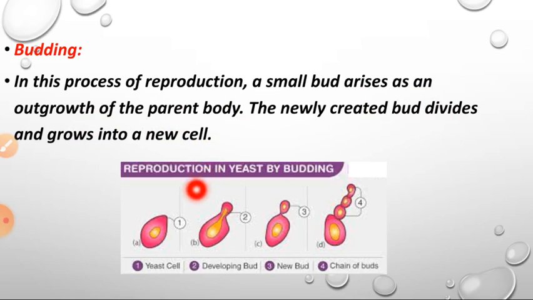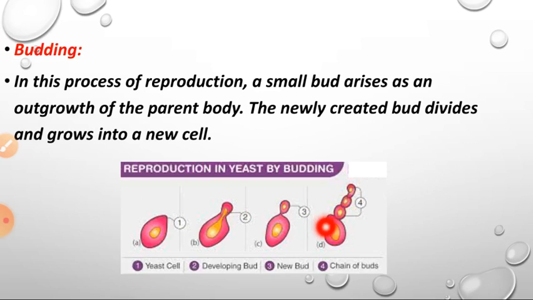For an example, this also is a type of asexual reproduction. Asexual reproduction means plants are produced without the involvement of seed. So budding is a type of asexual reproduction. Here you can see in the yeast cell, the first one is just a cell, the second one is a developing bud, the third one is a new bud, the fourth one is a chain of buds. Then at last, these buds will be removed from the parent cell.